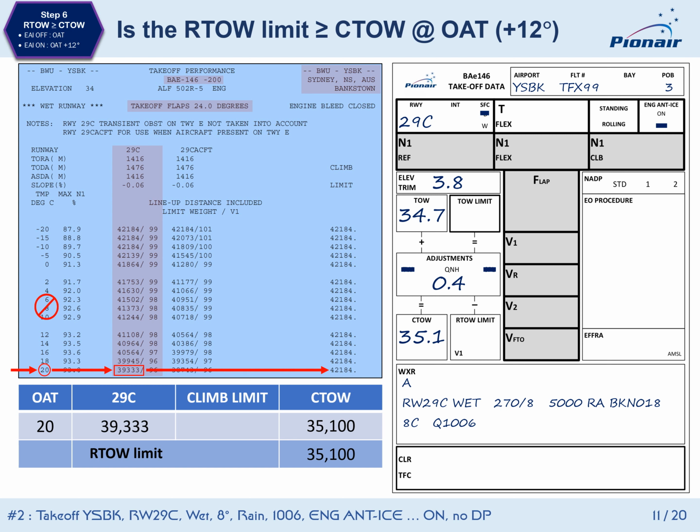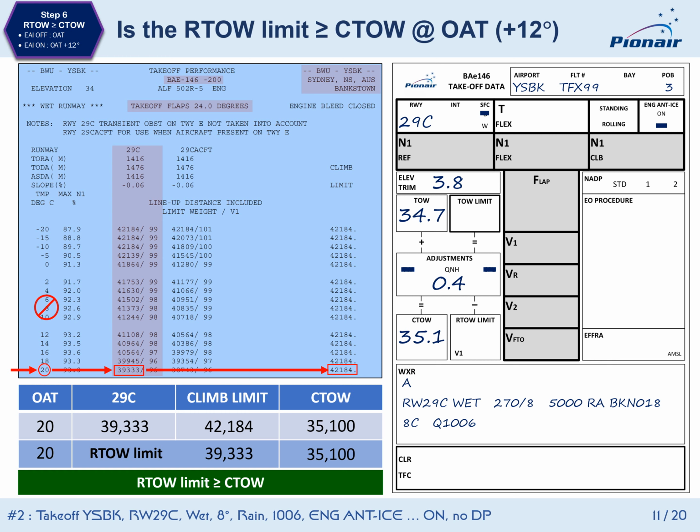As always, we need to continue across to the right to the climb limit weight, again at our augmented temperature of 20 degrees. Today, it's 42,184 kilos. As we complete our little table here, we can see that the RAC manual RTOW limit is indeed greater than the corrected takeoff weight by just over 4 tonnes.